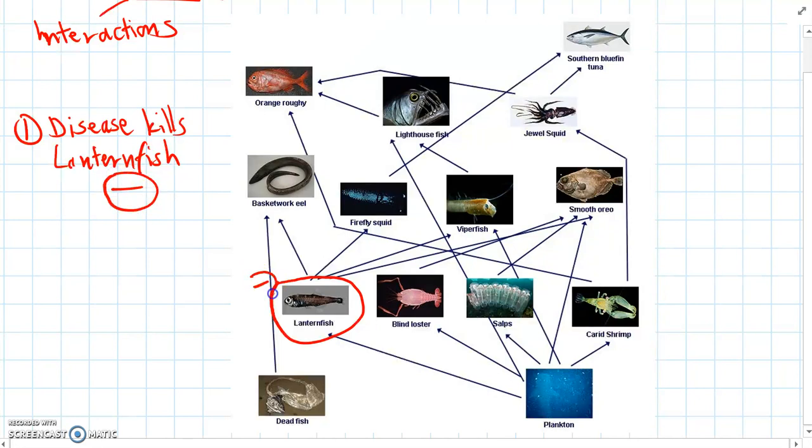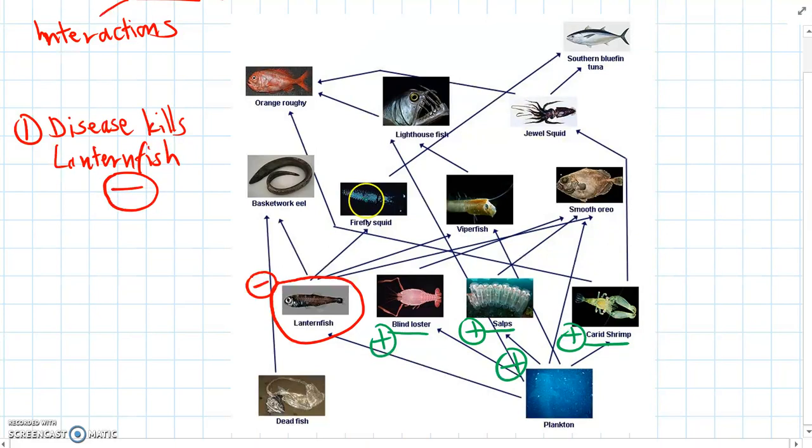So if the lanternfish numbers go down, if the population size goes down, that means that the plankton that used to be eaten by the lanternfish, they won't have as many predators anymore. So the plankton numbers will increase in number. And then this means that other species that are also first order consumers, like the blind lobster, the salps, and the shrimp here, they're going to increase in number too, because they all have more food to eat, which is the plankton.